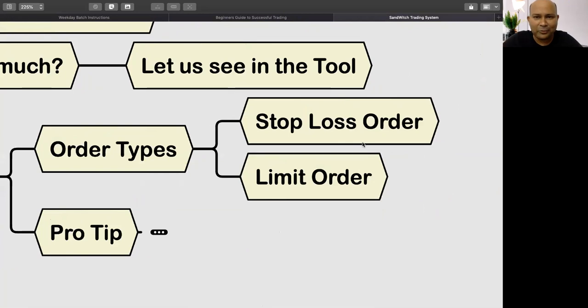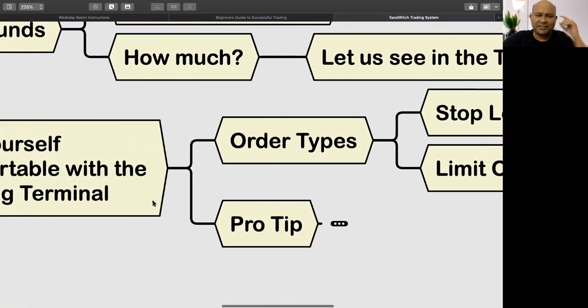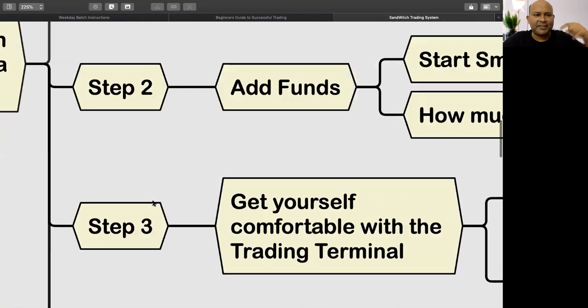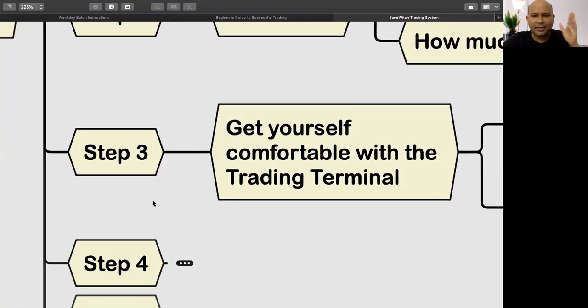No worries if you don't know them. Don't worry, because this is the step. Just have it in your mind that after these two steps, I need to get comfortable with the trading terminal. I want all of you who are just starting to tell me, yes Shankar. I want all of you to tell me, yes Shankar.